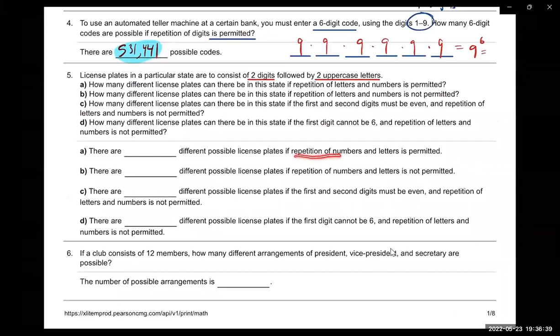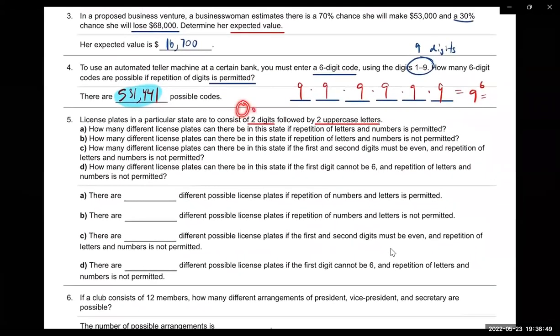All right, so it says repetition of letters and numbers is permitted. So they're saying two digits, but I think we're supposed to assume that zero counts. So zero through nine, which means there's 10 digits possible instead of nine. For the digits, there's 10 possibilities if you include zero. And for the uppercase letters, there's 26 letters in the alphabet. So for the first two, it's digits, so 10 times 10, because we're allowed to repeat. And the last two are 26, 26. So it's going to be 10 squared times 26 squared. Let's see what that is. I'm getting 67,600.